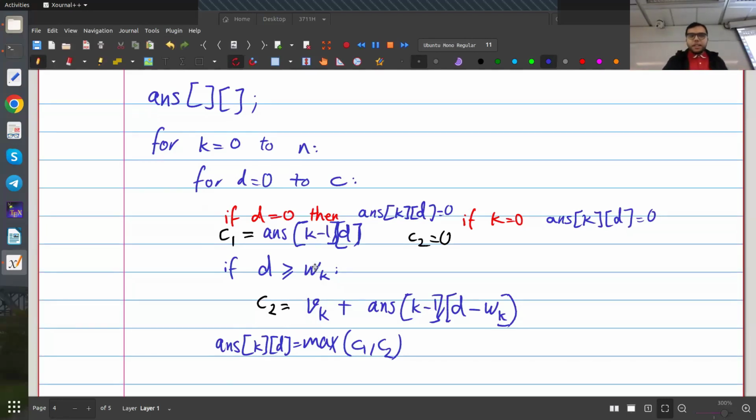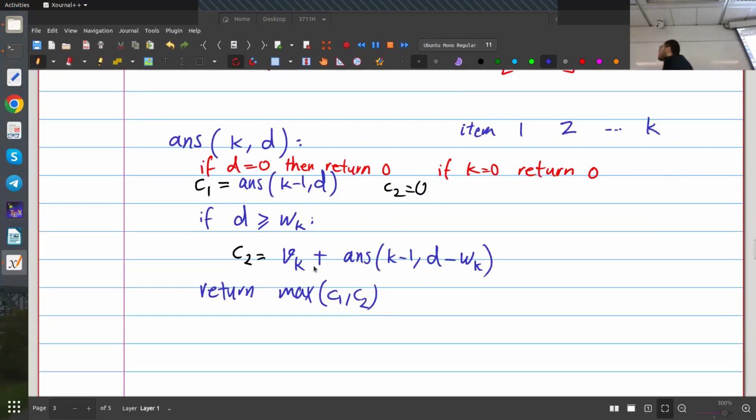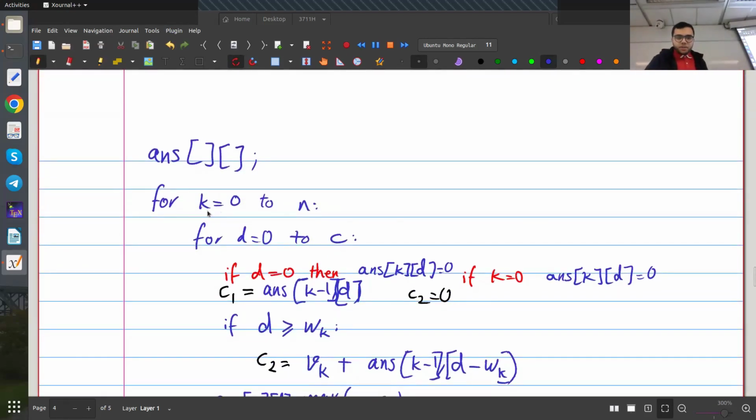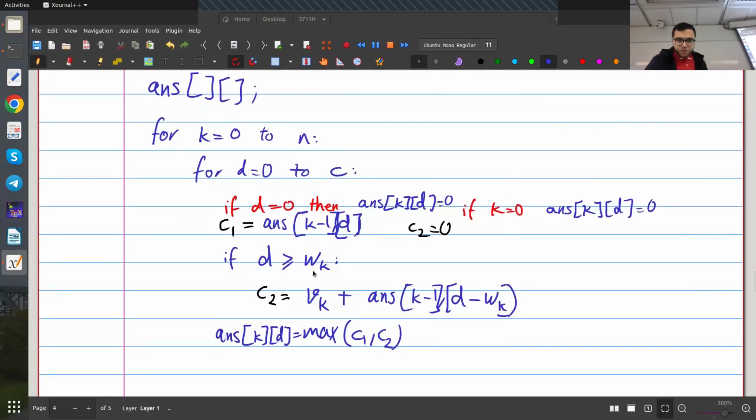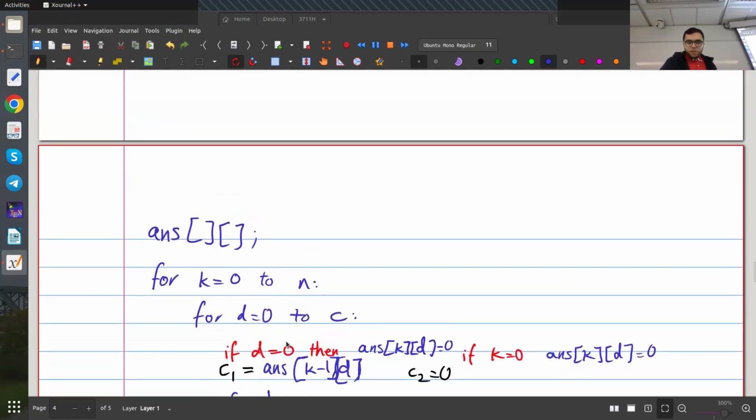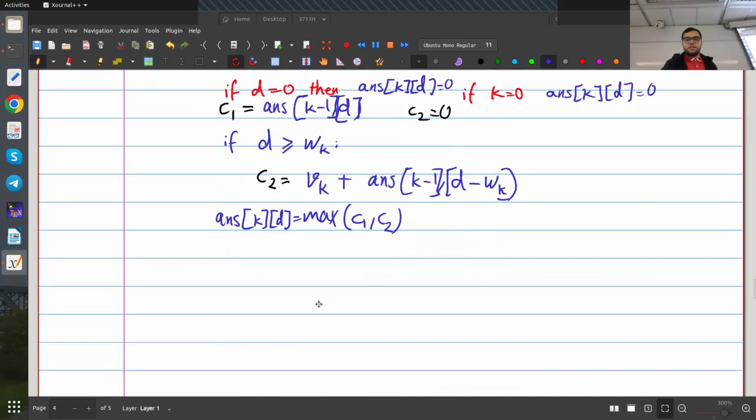Okay. Now, what is our runtime? Our runtimes are going to be the same if we use memoization or if we use dynamic programming. So here's the thing. My K is going from 0 to N. My D is going from 0 to C. And in here, I'm just doing a constant amount of work. It's a bunch of ifs and so on, and max. So my runtime is just O of N times C. Great. So this is a very simple example of dynamic programming.